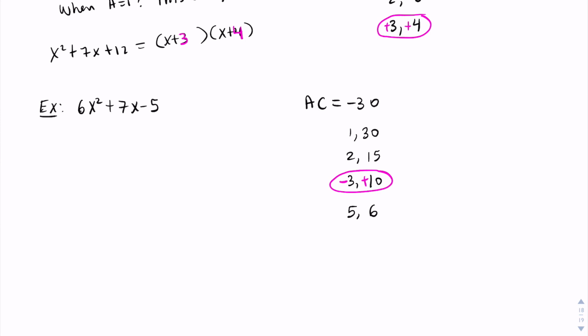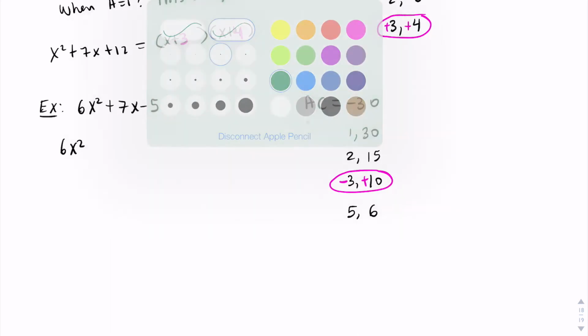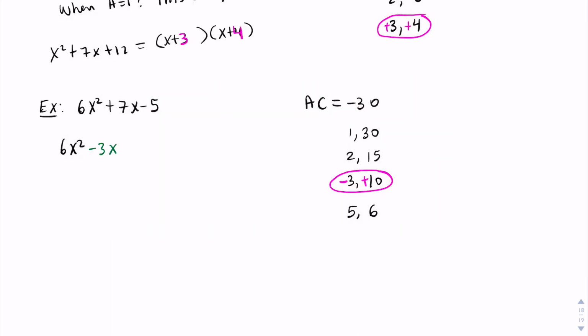So how are we going to make that up? Negative 3x and 10x. Yeah? So it will look like this: 6x squared, and all of a sudden we're going to have negative 3x plus 10x minus 5. And you see that this is another way to rewrite 7x. You can't just choose how to rewrite 7x. It has to come from this pair right here.